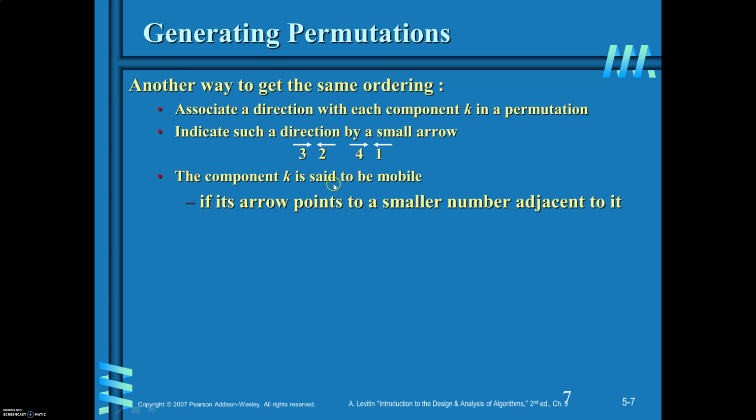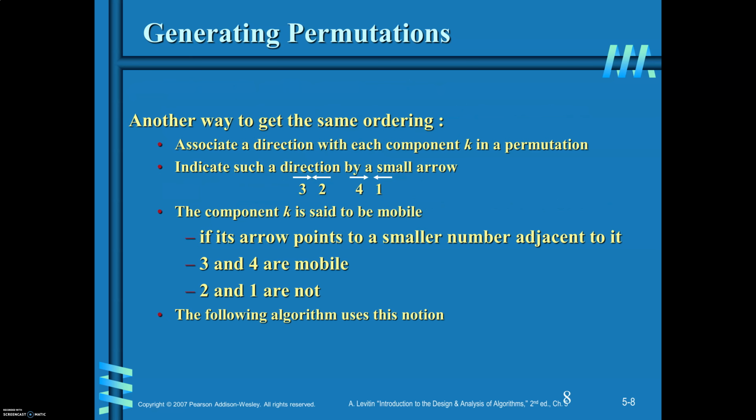The component k is said to be mobile if its arrow points to a smaller number adjacent to it. The arrow of 3 points to 2, which is smaller than 3, that's why 3 is called a mobile integer, and the arrow of 4 points to 1, which is smaller than 4, so that's why it is called a mobile integer. Here 3 and 4 are mobile integers, and 1 and 2 are not.